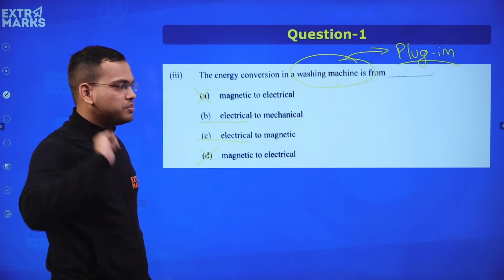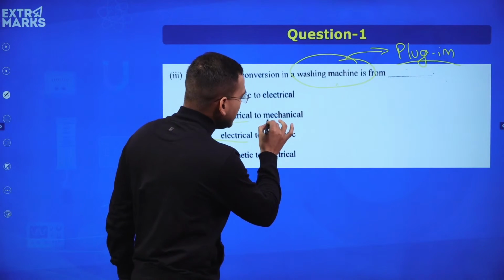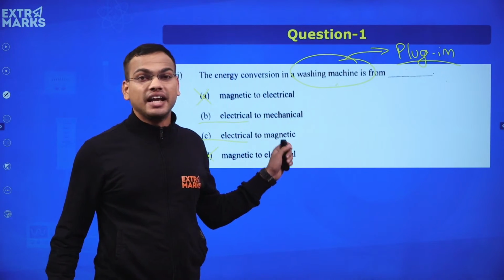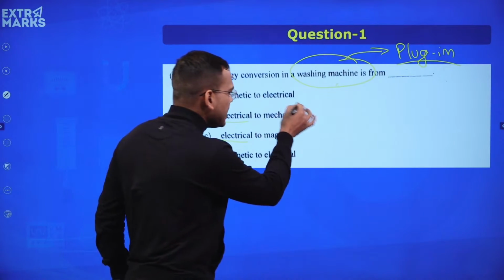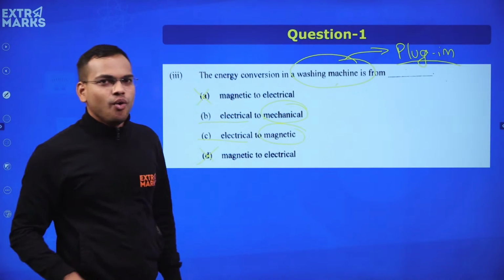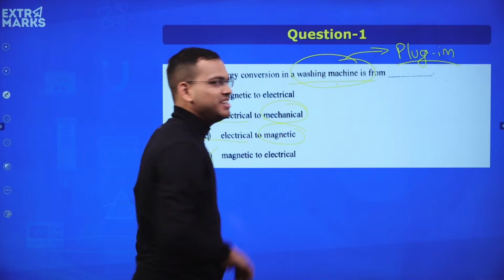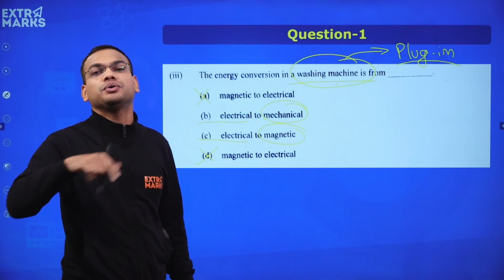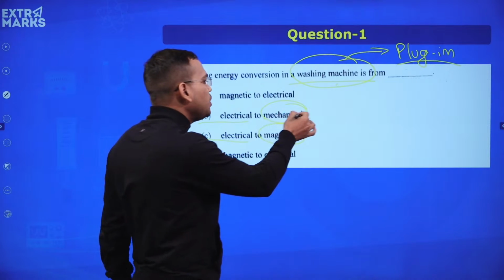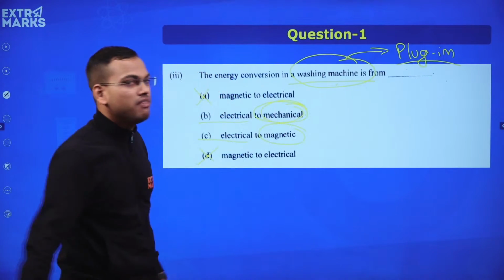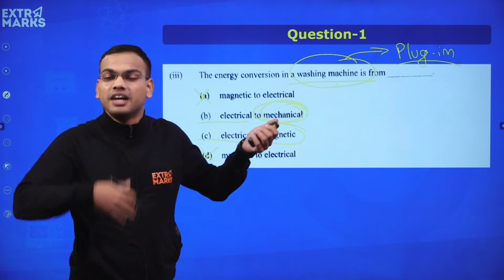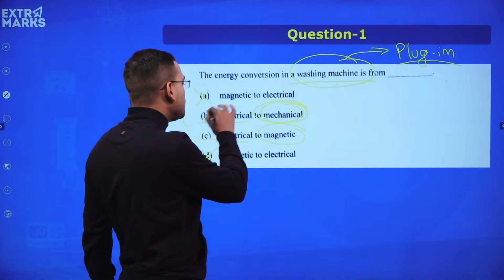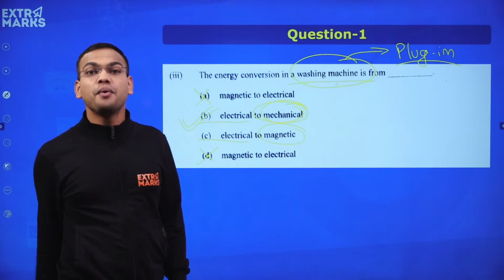Now we have come to two options. Second is electrical to mechanical, and then electrical to magnetic. Now, mechanical and magnetic. What is the purpose of a washing machine? To wash the clothes. And how is it done? By rotating the clothes in its tub. So that is done only when mechanical energy is there. When mechanical energy is provided to the clothes, they are moved, and only then can they be washed. So the energy conversion is definitely from electrical to mechanical.